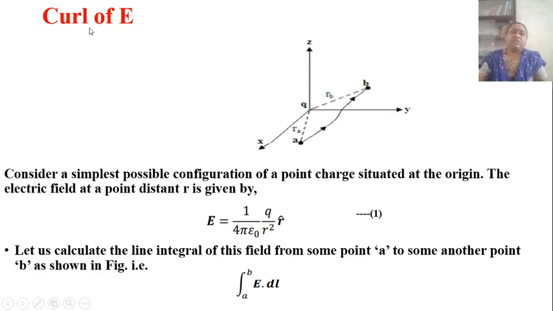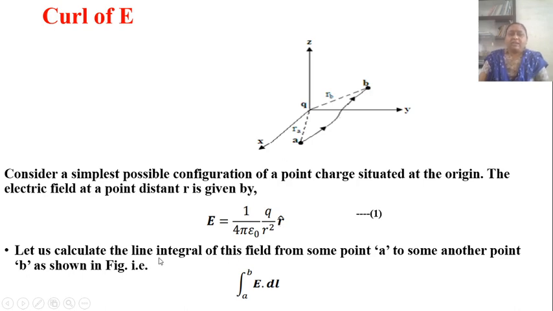Now, see the curl of E. Here, consider the simplest possible configuration of a point charge at the origin. The electric field at a point at distance r is given by E equal to 1 upon 4 pi epsilon 0 Q upon r square into r cap.